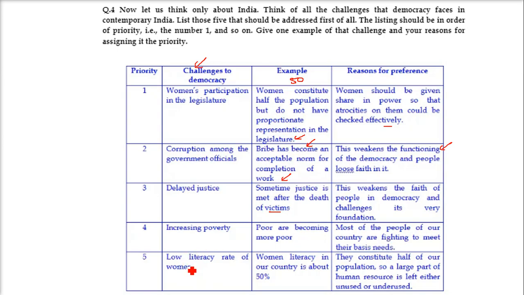Coming to the low literacy rate of women: the literacy rate of women in our country right now is around 50%, but around 64% at the time I am talking about, where the male literacy rate is 76%. So they constitute half of our population, and a large part of our population's human resource is left either unused or underused. So we need to increase the literacy of women by any way the government can.